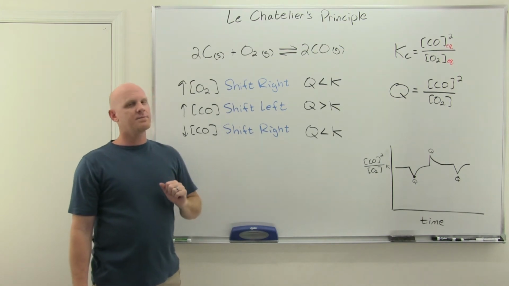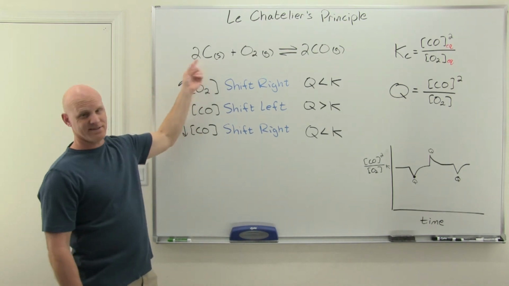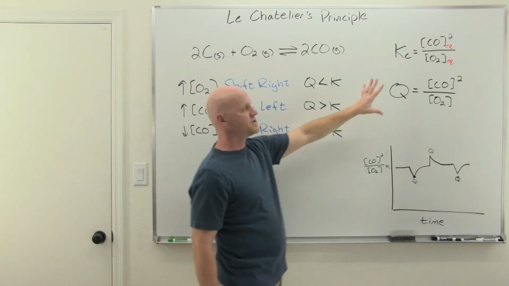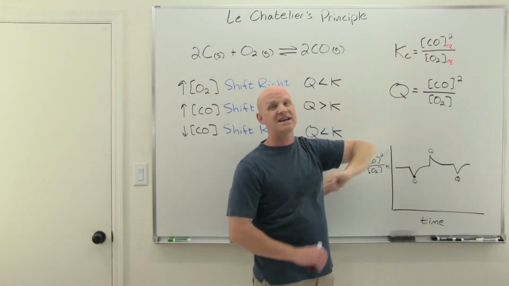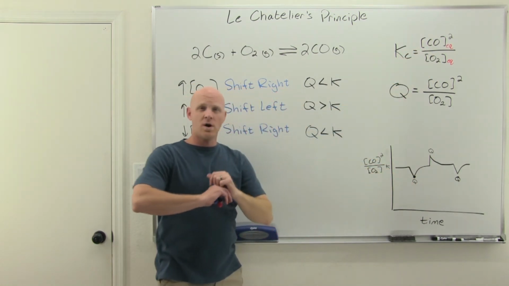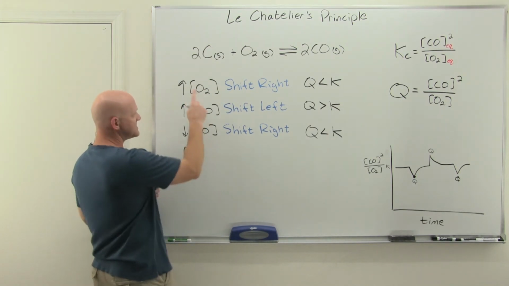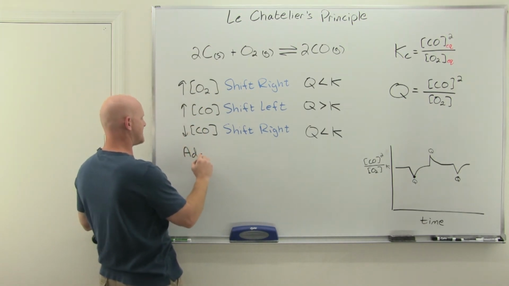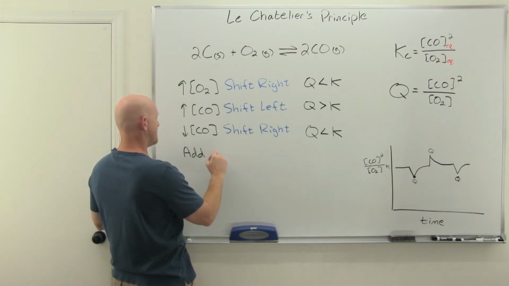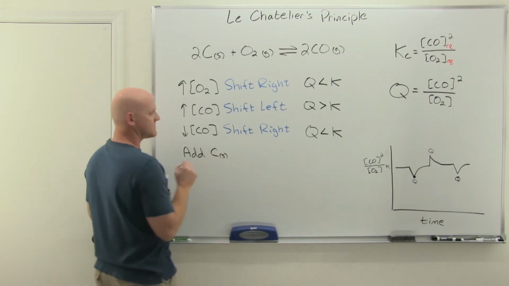Now, one thing we do got to be careful about, though, is solids. And if you recall, solids do not show up in our equilibrium constant expressions at all. They have an activity of 1, and that's not going to change. And so in this case, I can't really talk about changing its concentration, because again, solids don't really have a concentration in the same sense, but I could say add some carbon solid.